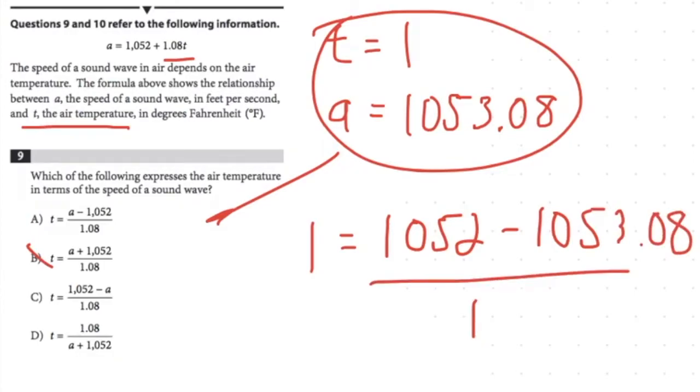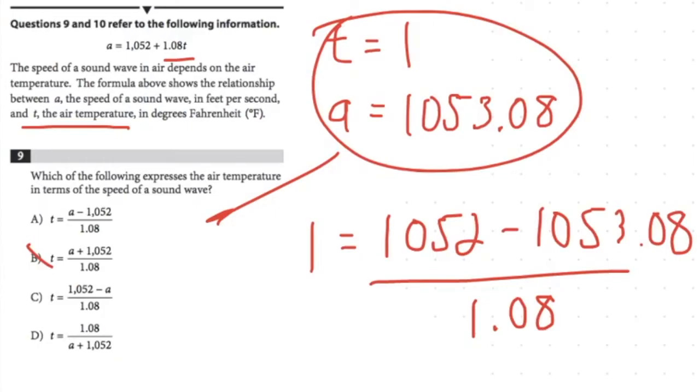What does that give us? Negative 1.08. In the numerator, negative 1.08 divided by 1.08 is going to be negative. It's not going to be equal to 1. Remember, that's got to equal positive 1. That gives us negative 1, but not positive 1. So we can eliminate C, right?